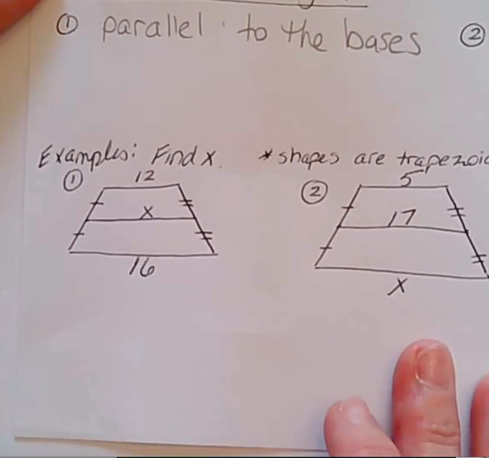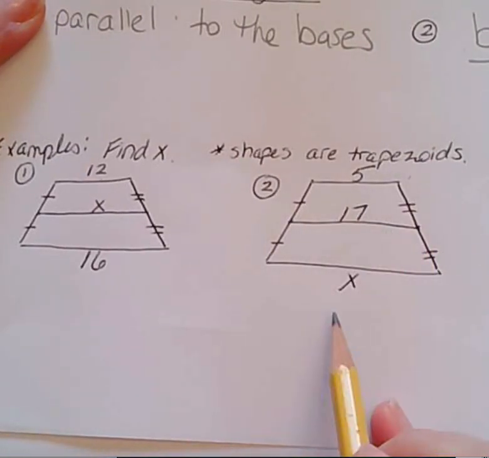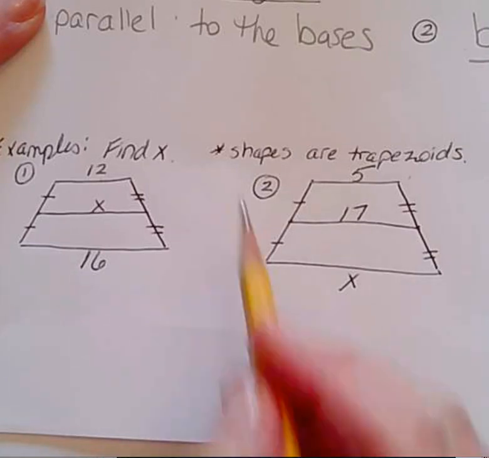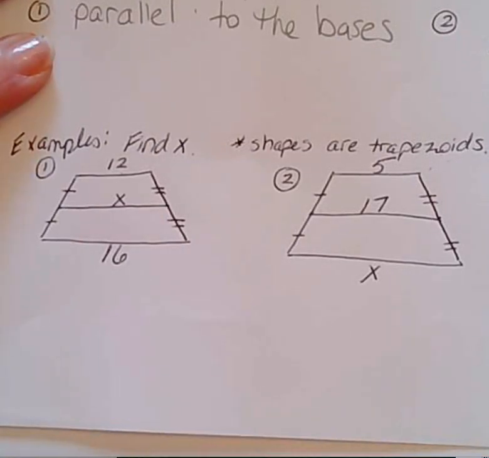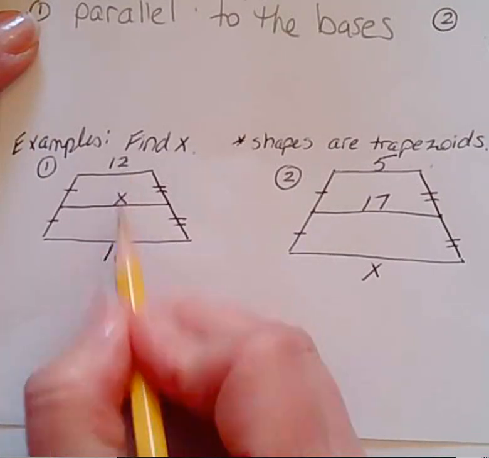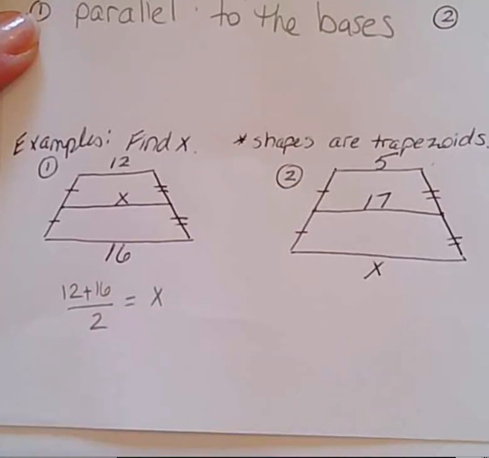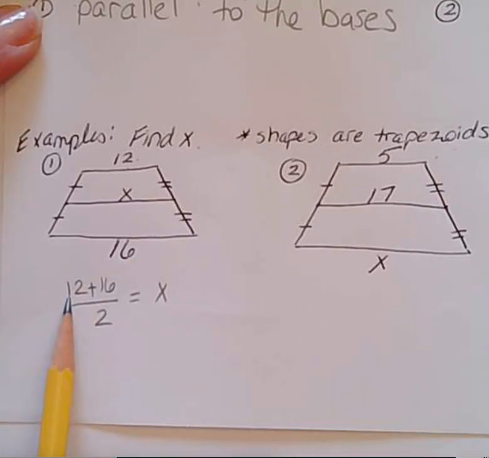Here's example 1. By the way, I did say that they are all trapezoids, so even though I didn't mark them with parallel lines, I did that on purpose just so there is less clutter in the picture. I am telling you that they are all trapezoids. And I did mark showing you that we do have a midsegment, so that much is given to you. So we are going to do 12 plus 16 divided by 2, and that is equal to x. Add these, divide by 2 equals x. So that's going to be 28 divided by 2, 14 equals x.